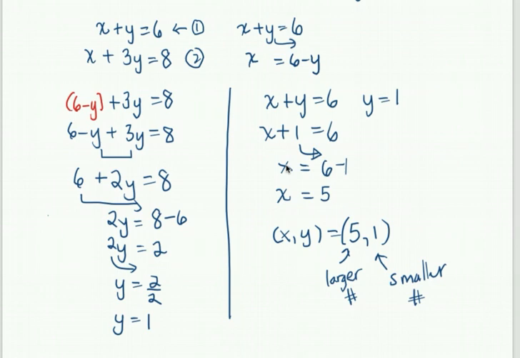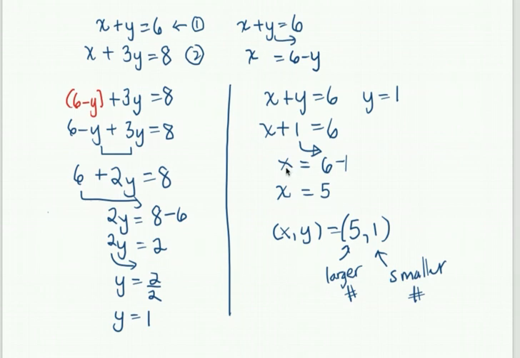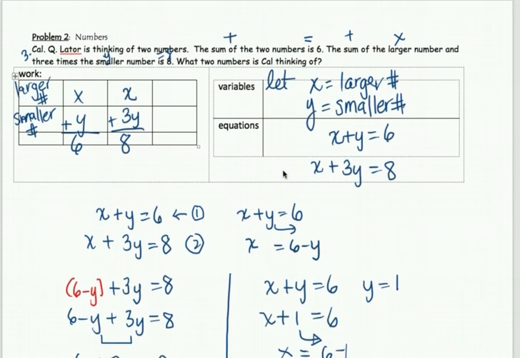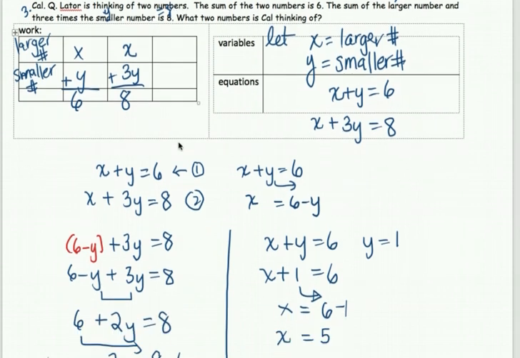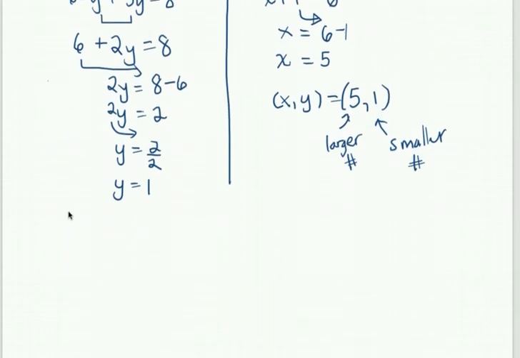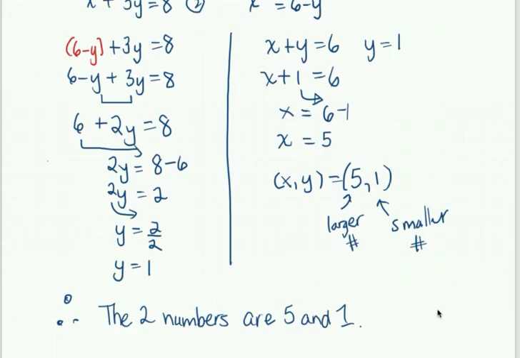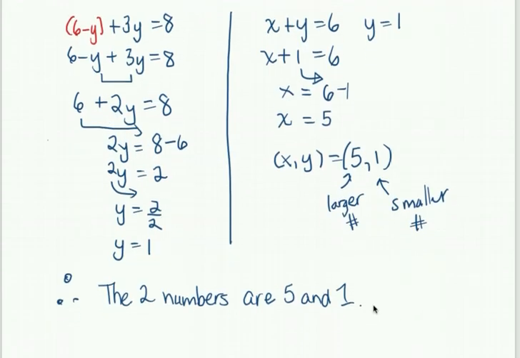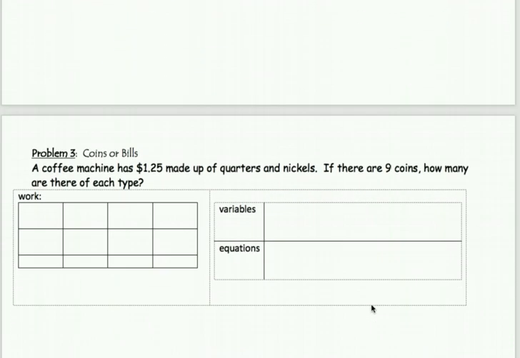Okay, so now let's make our therefore statement specific to this problem. What was the question that they asked? What are the two numbers Cal is thinking about? So therefore, the numbers are 5 and 1. Right, let's move on to the next one.